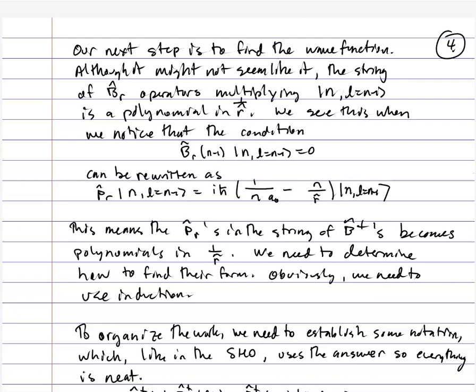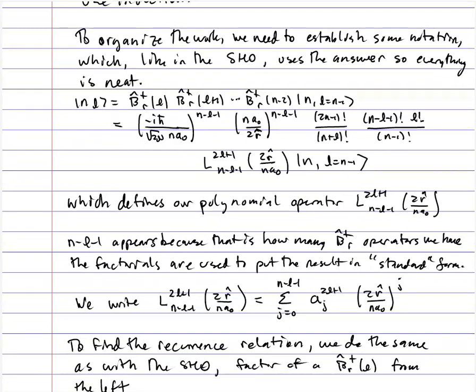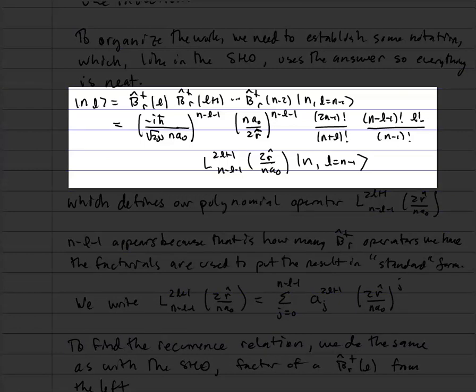Now, what we want to do is find out exactly what the form is for those polynomials. And to do that, you should be thinking the obvious way to approach this is going to be by some kind of induction argument. So to organize our work, we have to establish some notation, which, like in the simple harmonic oscillator, uses the answer, so everything ends up being neat. So we're going to write the state |n, L>, which is this string of B dagger operators acting on |n, L = n-1>.